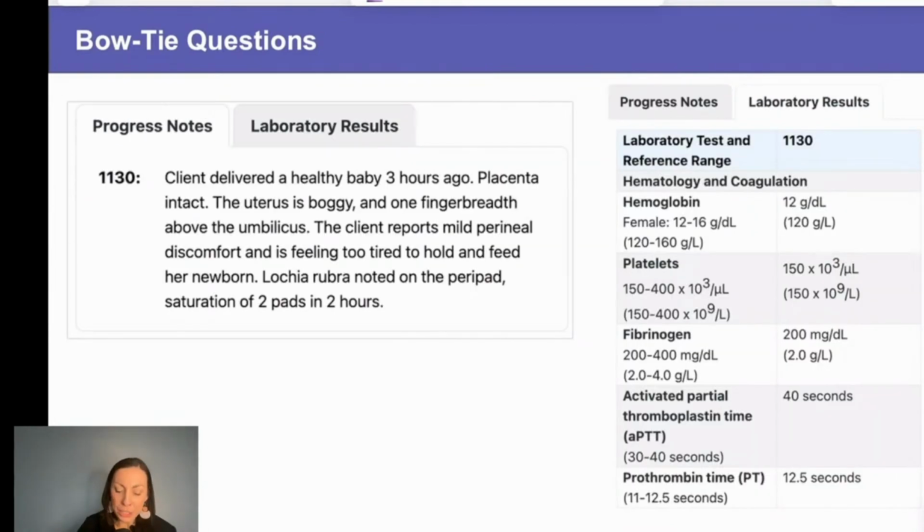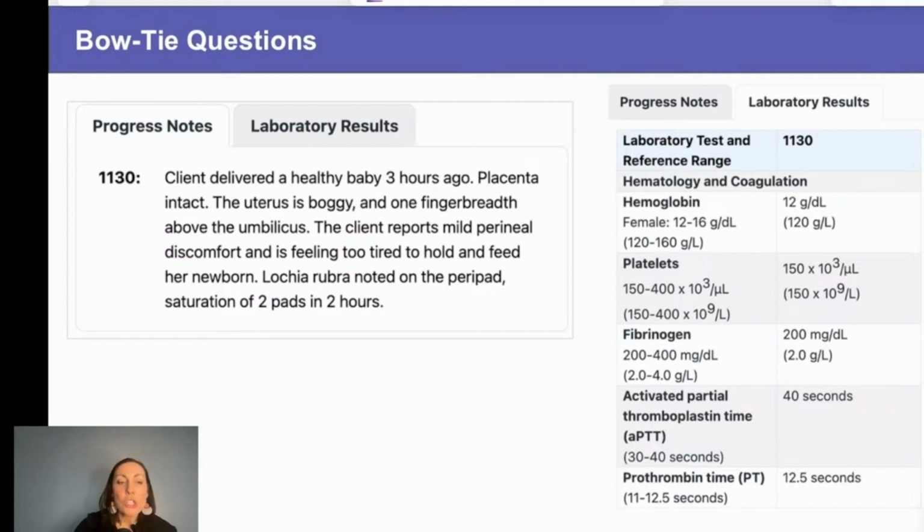All right, let's take a look at this together. So for here, our data tabs, we have progress notes and we have lab results. As I read through this, I want you all to consider what's normal, what's abnormal, what's expected, or what are we concerned about. Client delivered a healthy baby 3 hours ago, placenta intact. The uterus is boggy and 1 finger breadth above the umbilicus. The client reports mild perineal discomfort and is feeling too tired to hold and feed her newborn. Lochia rubra noted on the peri-pad, saturation of 2 pads in 2 hours.